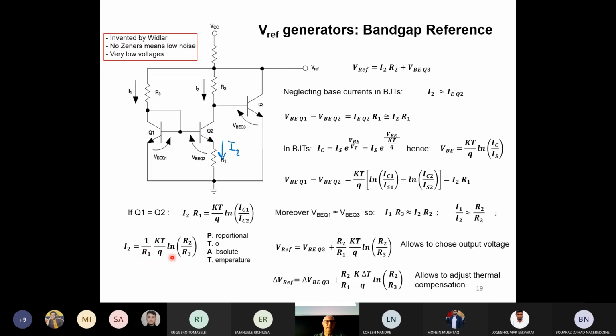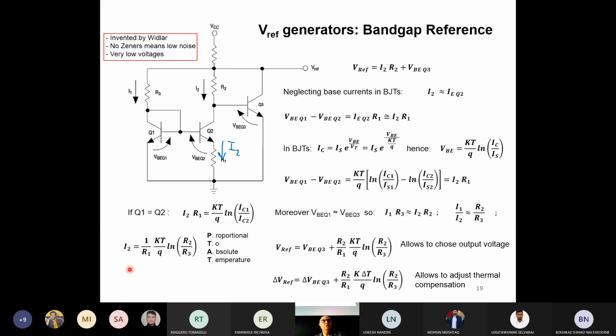The other interesting thing, again, is that in this expression we have constants everywhere: R1, K, Q, this logarithm, but we have only one variable, T. T is the absolute temperature, the temperature in Kelvin degrees. Well, this means that this term I2 is proportional to the absolute temperature in Kelvin. This current is proportional to the absolute temperature. And this is due to the fact that we have, in some way, this current mirror here with a sort of feedback through the transistor Q3, which locks the output voltage.